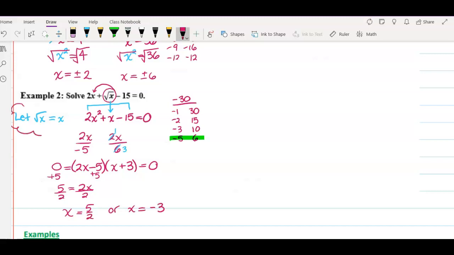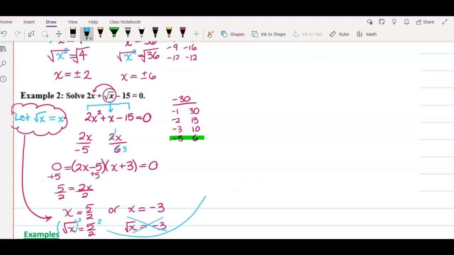Now we have to go back and pay for our substitution. So I'm going to take out the u's here and replace them with radical x. Now, radical x cannot equal a negative number. So we throw this away. That's extraneous. And instead, we solve this one by squaring both sides. And when we do that, x is 25/4.